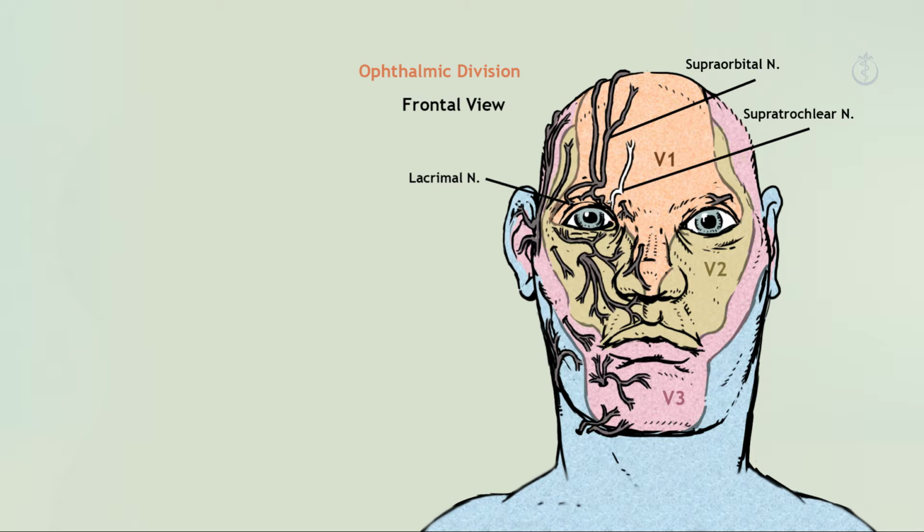Next is the supratrochlear nerve, again supplying the forehead and up into the scalp, but a smaller territory than the supraorbital nerve has. Next is the infratrochlear nerve, supplying a small area along the medial part of the upper eyelid. And finally, the external nasal nerve, supplying the skin along the external part of the nose.